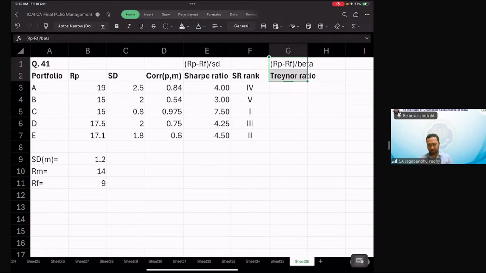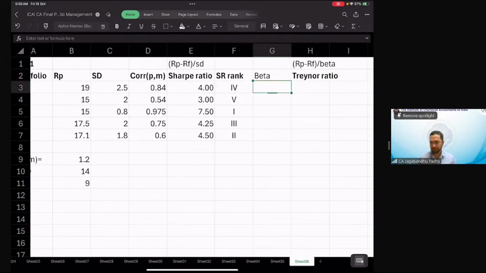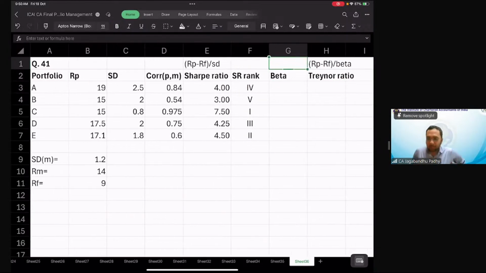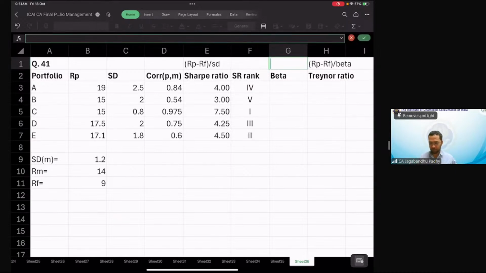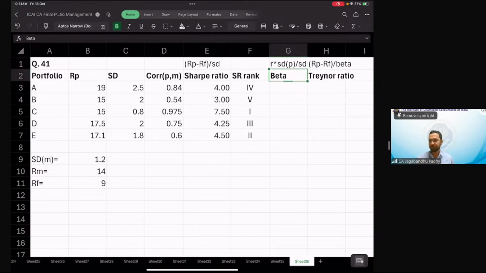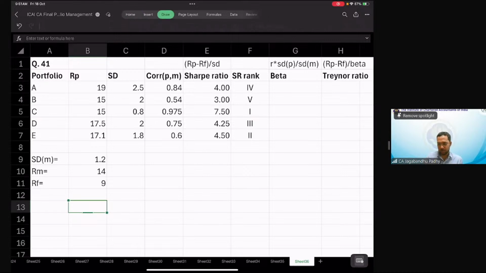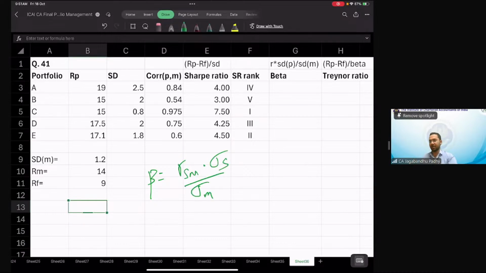So let us compute the beta for this portfolio. How do we compute the beta, by the way? If you can recall, beta can be computed as correlation multiplied with standard deviation of the portfolio divided by standard deviation of the market. Right? We know this formula, right? Beta is going to be correlation between security and market into standard deviation of security upon standard deviation of market. So that's what we're going to apply here.